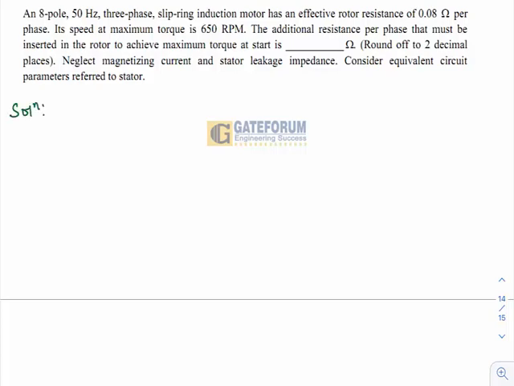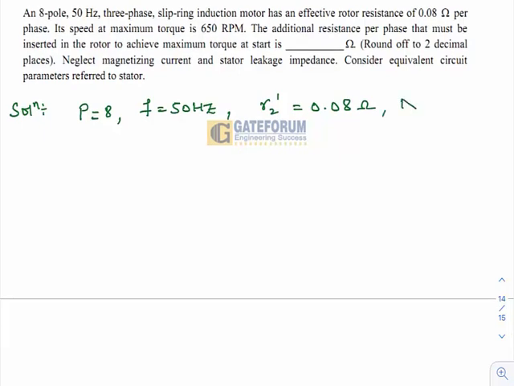Let us see the solution part. So 8-pole, 50 Hz, rotor resistance R2 dash is given as 0.08 ohm per phase. Speed at maximum torque NMT is given as 650 rpm.